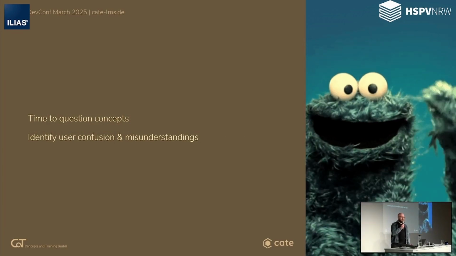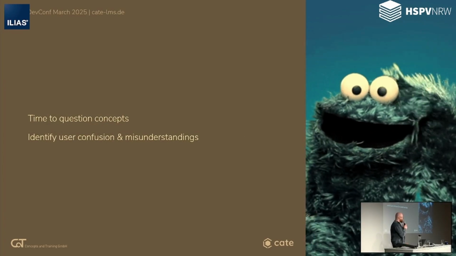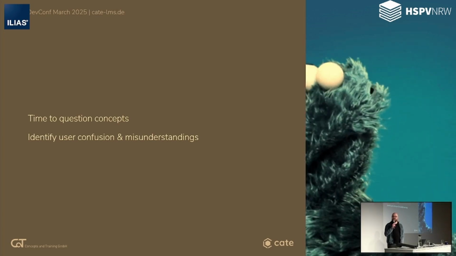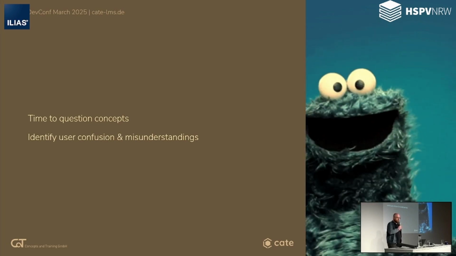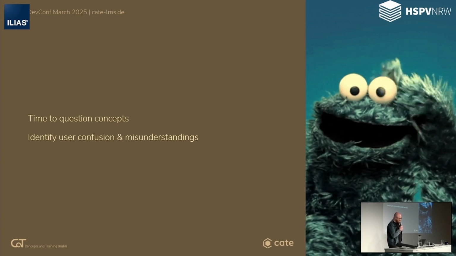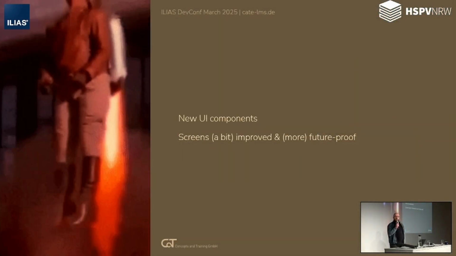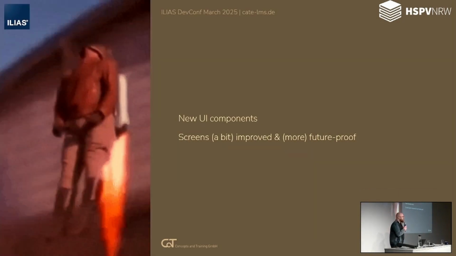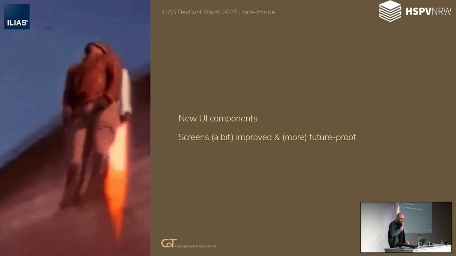and that is an excellent opportunity to question if the concepts that we had there so far are actually working, which is a connection to the previous presentation that we heard about user testing. That's something that you can find out during user testing, if there's any user confusion, if there are misunderstandings that we might want to change. And since we have to build new UI components anyway, we should build them a bit improved and more future-proof. So, yeah.